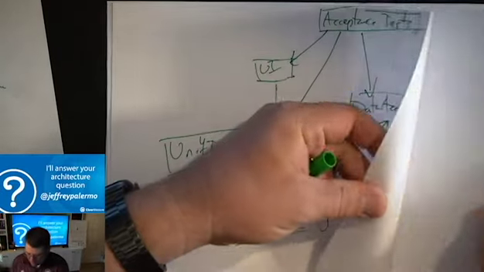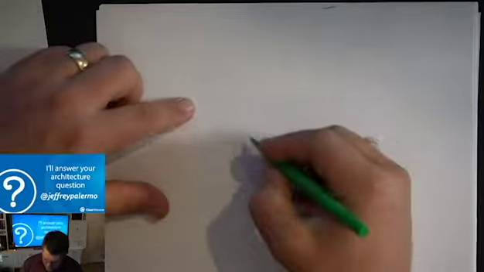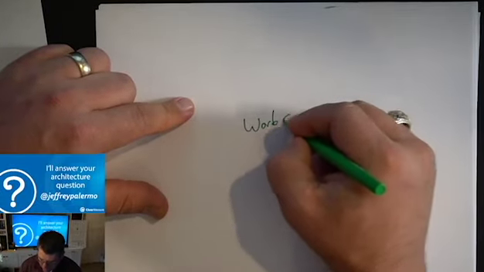Now, what about our core object model or domain model? I love domain-driven design, the pattern, the language that it gives us. So let's just put work order right here in the middle.